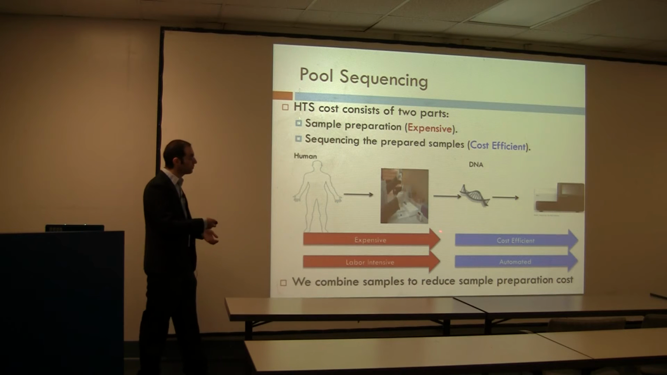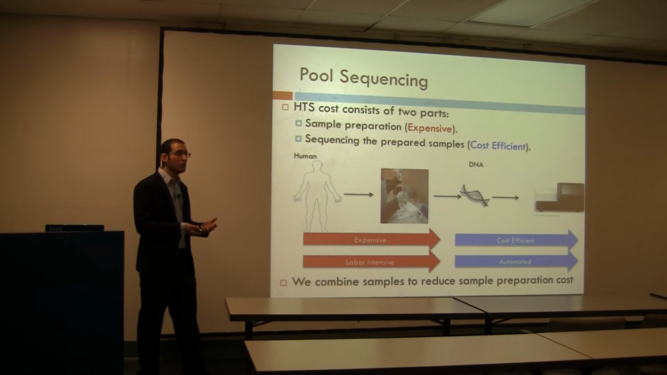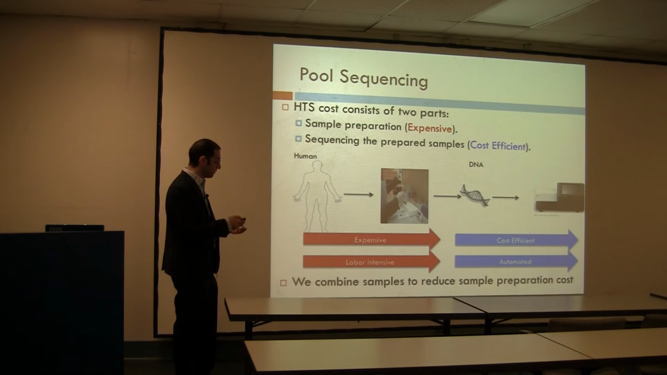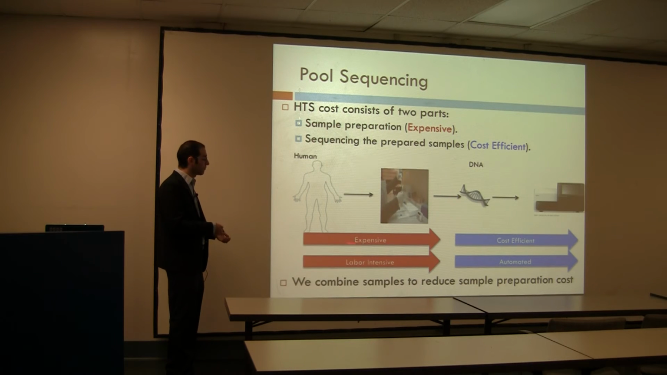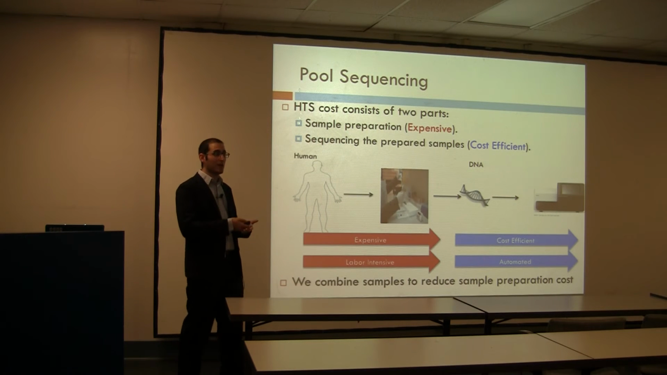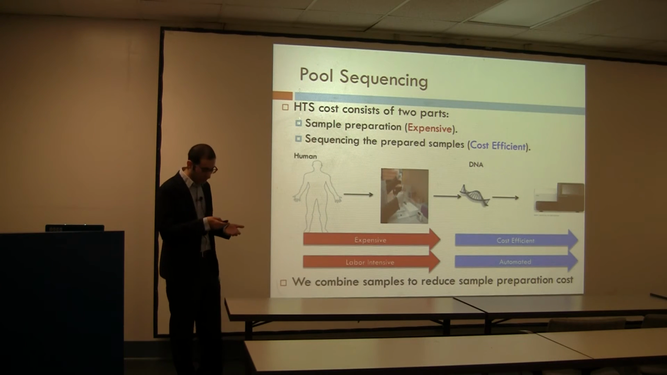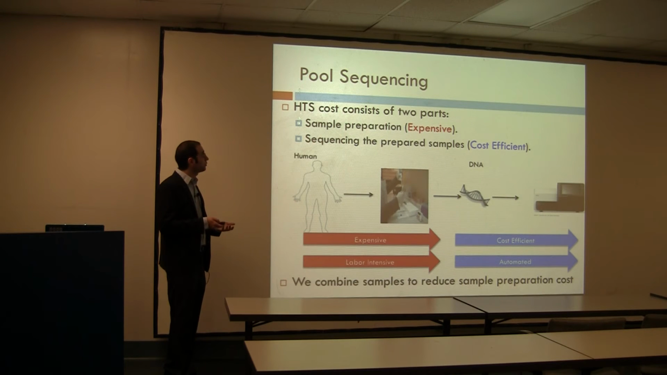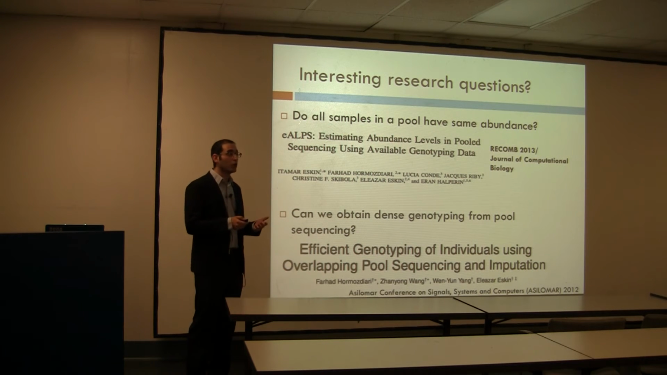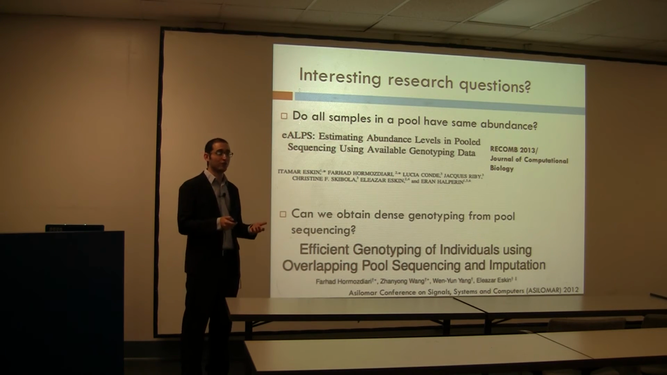This step, where you have the library and give it to the machine, is very cost effective and automated. But the first part, the library preparation, is very expensive and labor intensive. So the question is, can we pool these individuals together in order to reduce the sample preparation cost? People have done it, and we want to ask some interesting questions in this context of pooling. The first question we were interested in asking is, do all samples contribute equally to the reads that are generated from that pool?